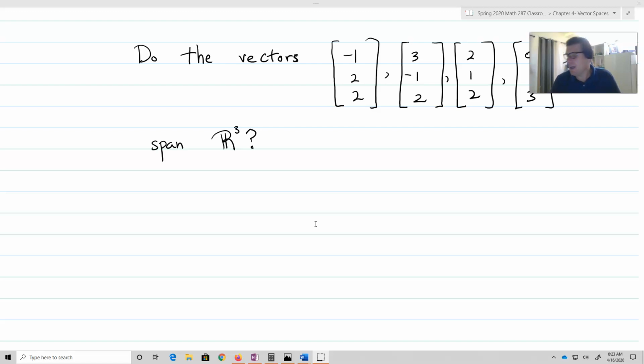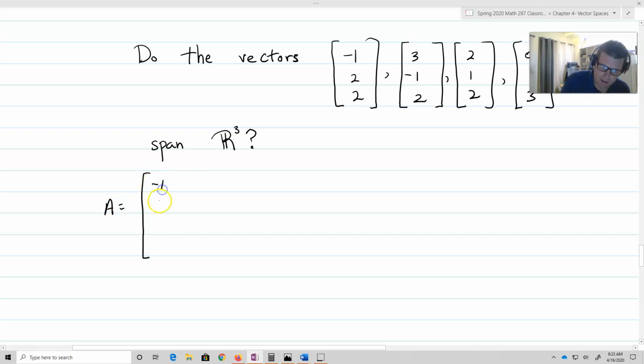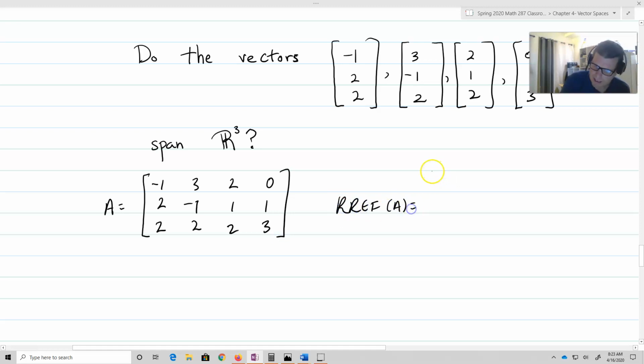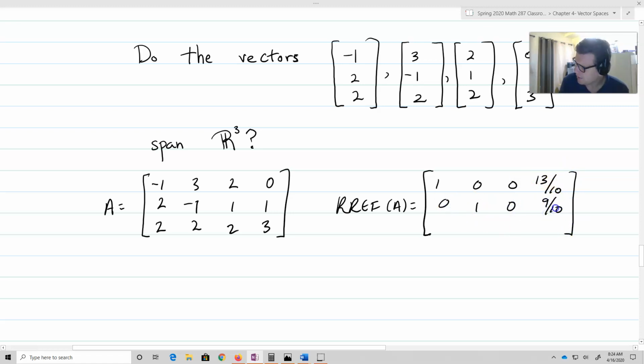So how I'm going to go about doing that is I'm going to generate a matrix A equal to (-1, 2, 2), (3, -1, 2), (2, 1, 2), (0, 1, 3). Then the RREF of A is equal to (1, 0, 0, 13/10), (0, 1, 0, 9/10), (0, 0, 1, -7/10).